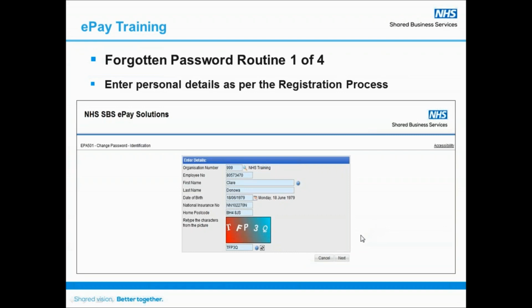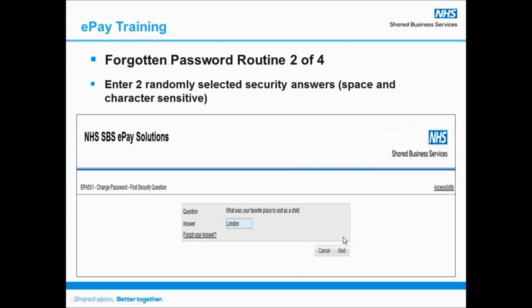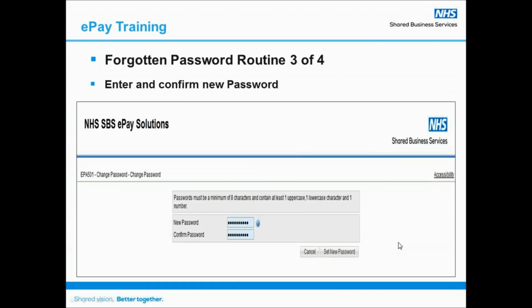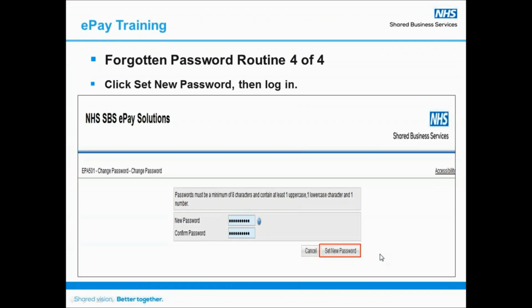on the login screen. You'll be asked for answers to 2 of your security questions, chosen randomly from those you set up at registration. These answers are space and character sensitive, so 1-word answers increases the chances of getting that correct. You then enter and confirm your new password, after you've answered your security questions, and then you'll be able to log in.